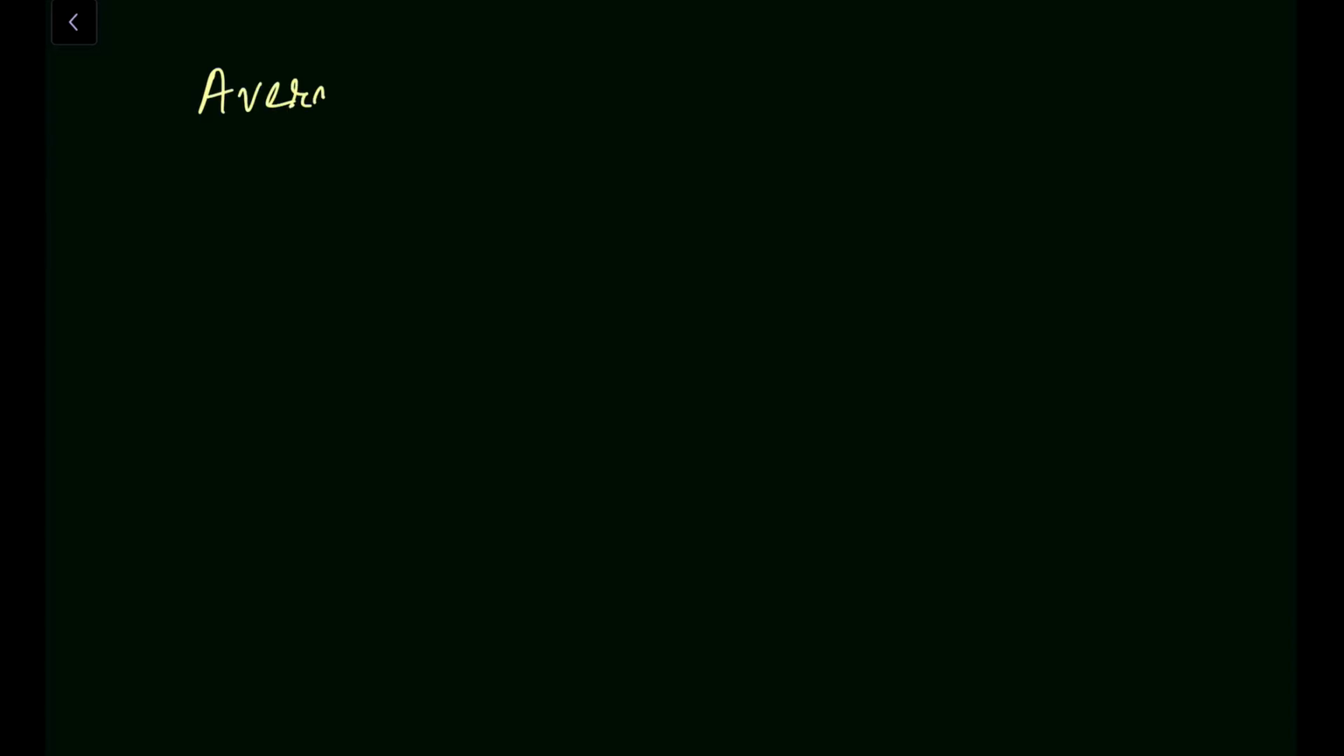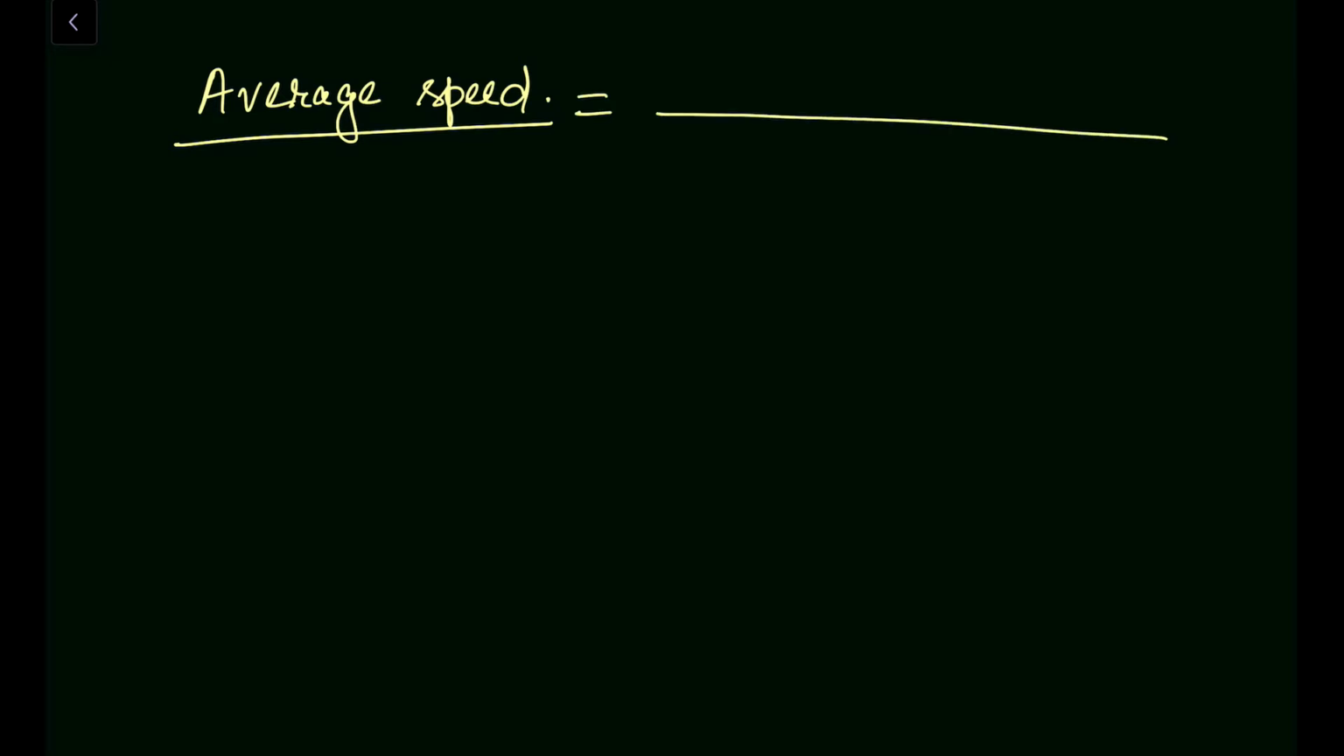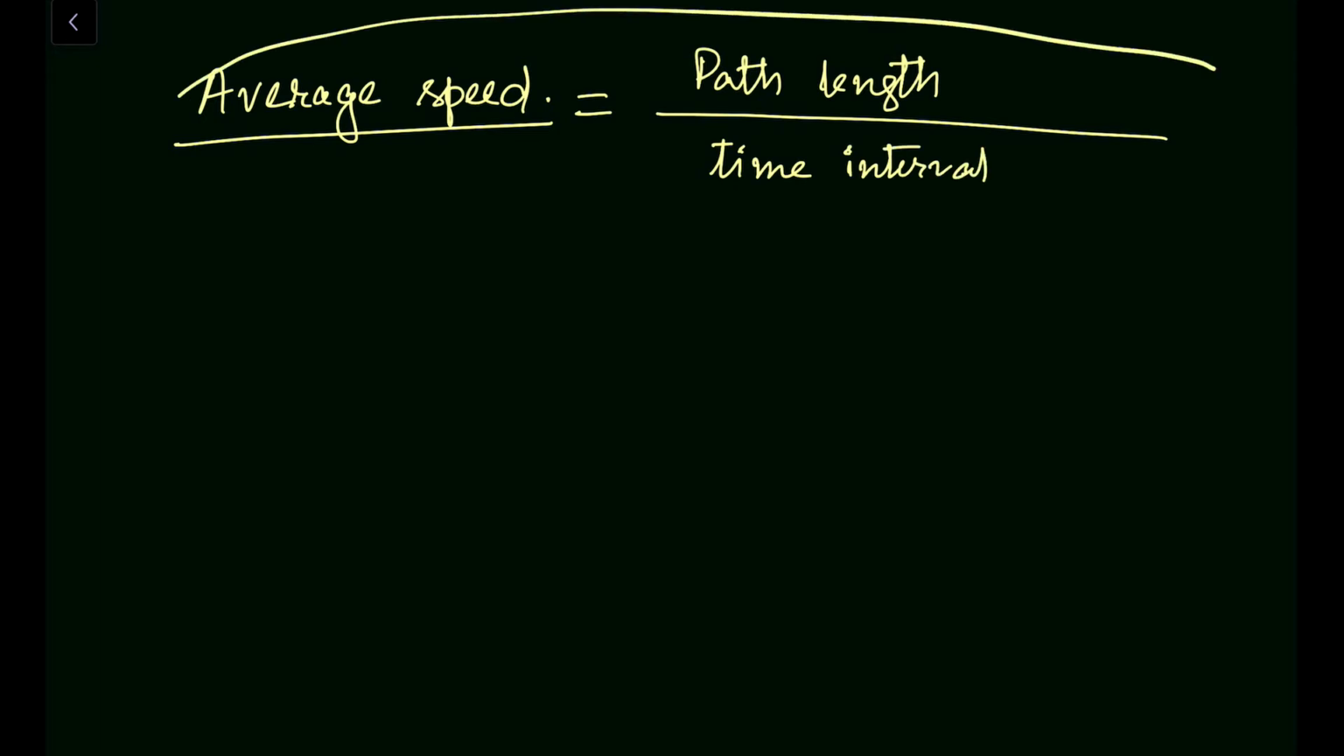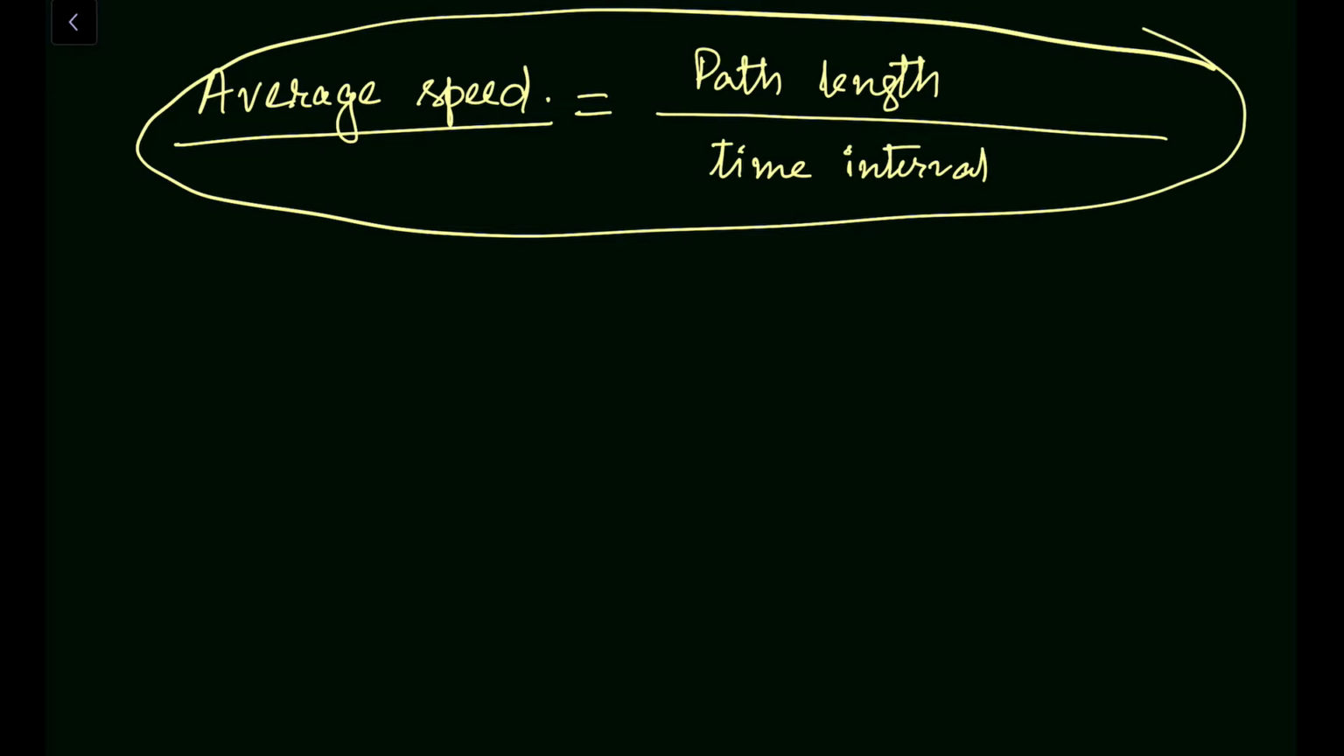First of all, let us understand what average speed is. Speed is a scalar quantity. Why? Speed is path length divided by time. So average speed we can define as the path length divided by the time interval. Let me write it down here: path length divided by the time interval. This is the formula, or the definition, of the average speed.